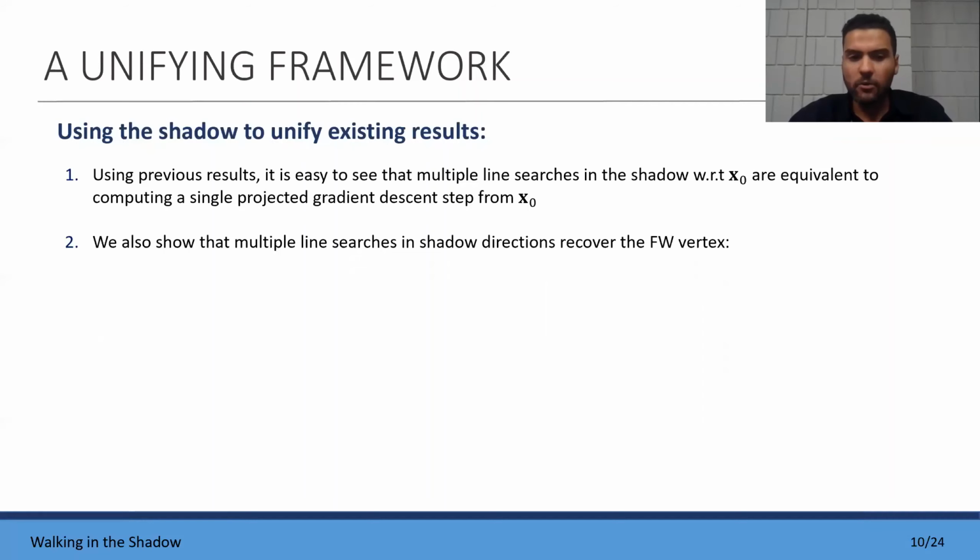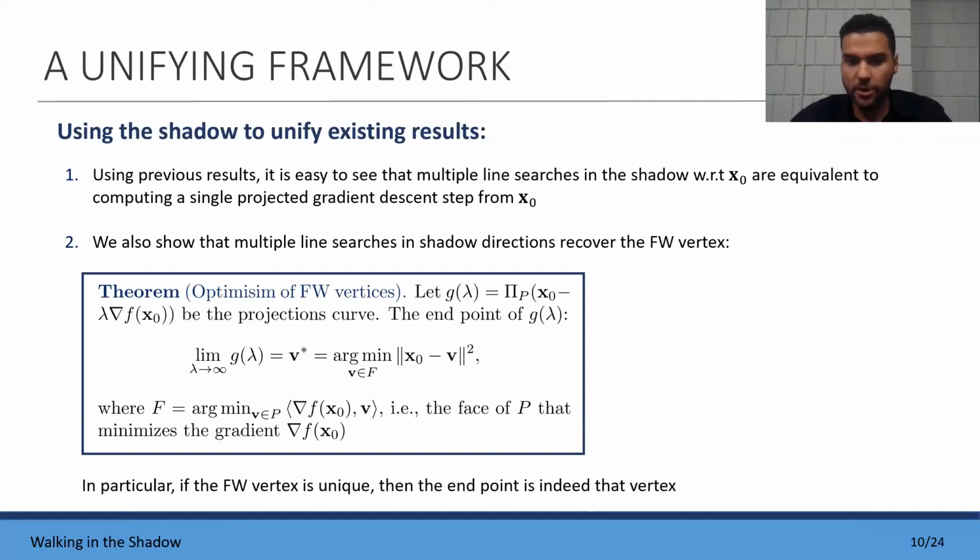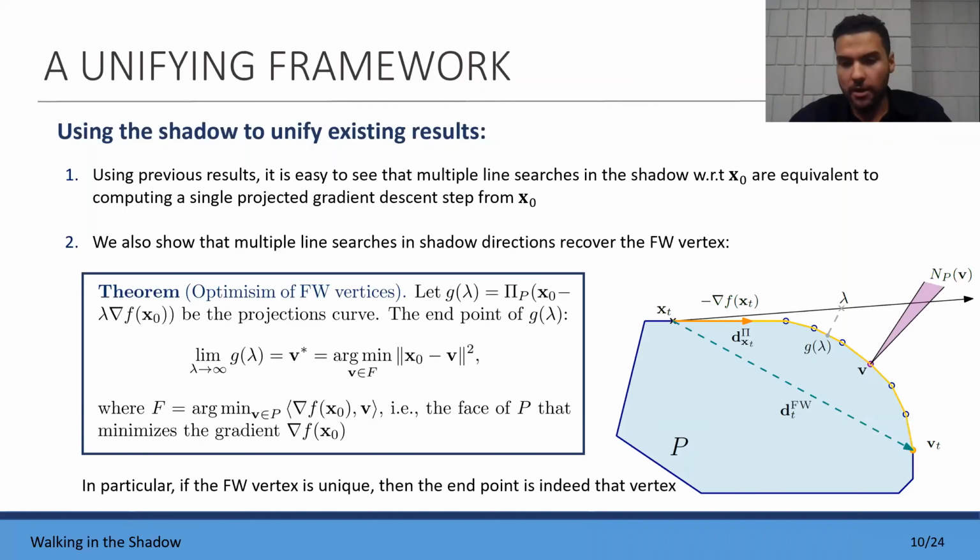But now the interesting thing is that we also show that you can use the same procedure to recover the Frank-Wolfe vertex. In particular, we have this theorem here that says that if the Frank-Wolfe vertex is unique, then the endpoint of that curve is indeed the Frank-Wolfe vertex. Recall that the Frank-Wolfe vertex was the vertex that we were computing in the CG algorithm. So if we look at that example here, we start at xt, we have the negative gradient at that point. The projections curve is the yellow curve, and vt is the endpoint of that curve, which is the Frank-Wolfe vertex.